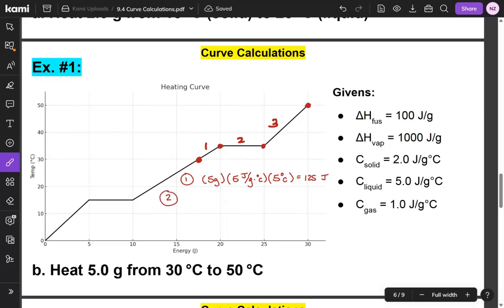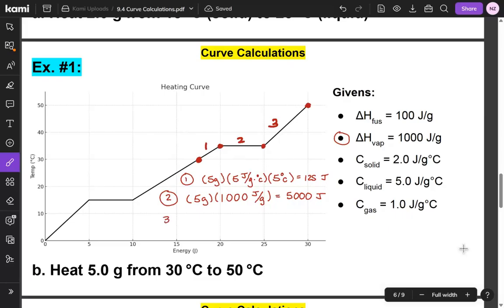All right, for segment 2, we're phase changing. So we're going from liquid to gas. So we're going to use the heat of vaporization. So we'll be using this equation right here. I'm just going to take my mass, which is 5 grams, and multiply it by my heat of vaporization, which is 1,000 joules per gram. 5 times 1,000 is going to be 5,000 joules.